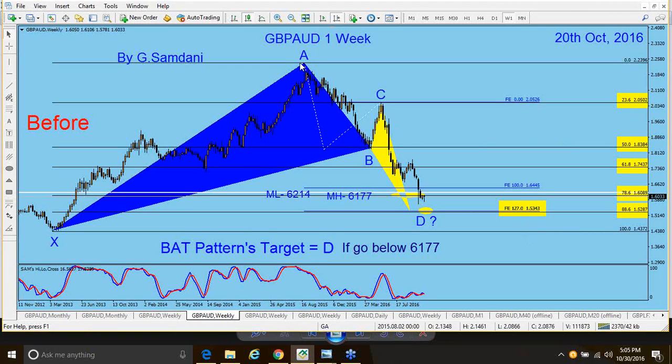And then also the ABCD, AB equal to CD pattern. The calculation is also coming, 127 is in the same vicinity. You see this tool here? Okay, so the 100% is here, 127 is here. So one other level of the AB equal to CD pattern, that's the 127 expansion level, is coming exactly in the area of the bat pattern finishing. So this is also a big possibility.